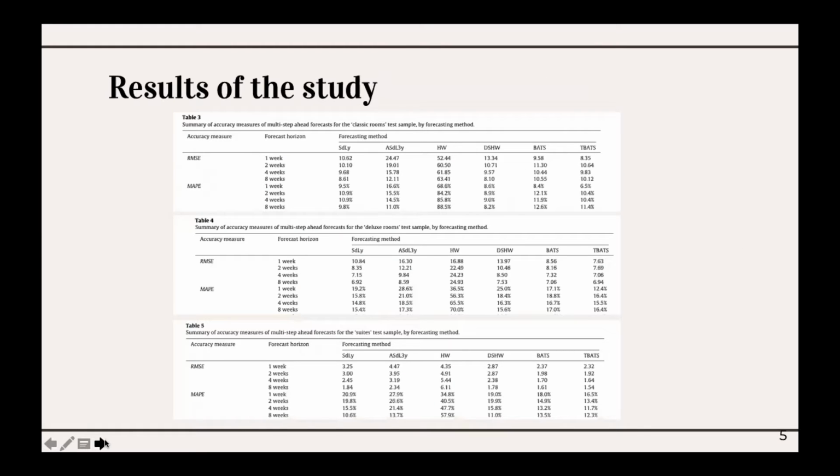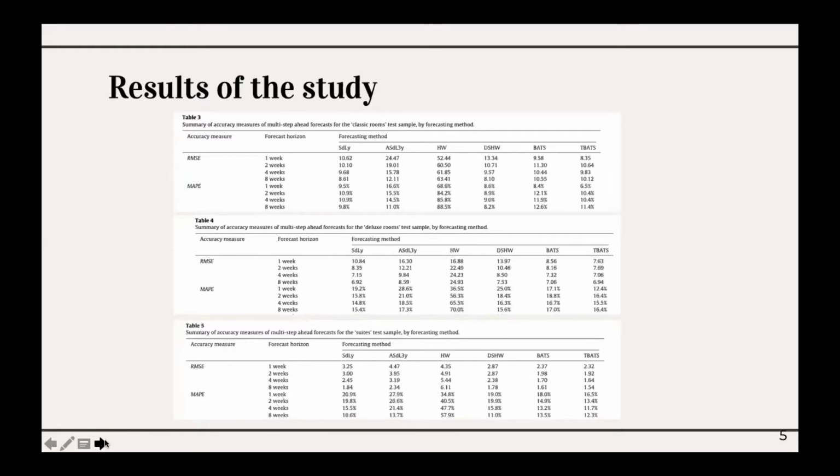Comparing the accuracy results across segments, they observed several inconsistencies. Using the MAPE measure, they noticed that the double seasonal Holt-Winters method was the most accurate for classic rooms time series. The same day of last year method was the most accurate for the deluxe room time series, and that the TBATS method was the most accurate for the suite time series.